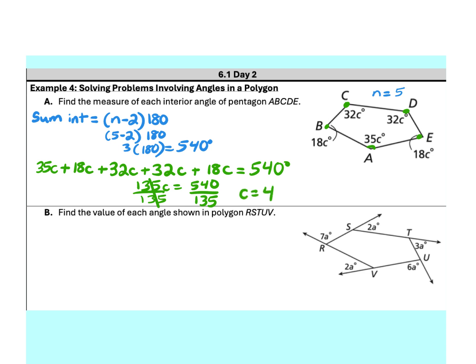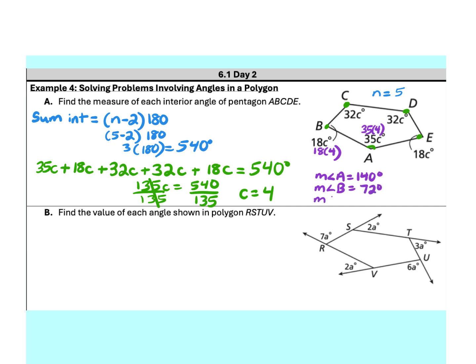But be careful, the question didn't ask us for C. It asks us for the measure of the angles in the polygon. So now we have to use that C and plug it back in. So for angle A, you can see in the picture, angle A is just 35C. So if I take 35 times 4, the measure of angle A equals 140 degrees. And then I'll do the same for B. The measure of angle B is 18C. So take 18 times 4. And when you do that, 18 times 4 is 72.